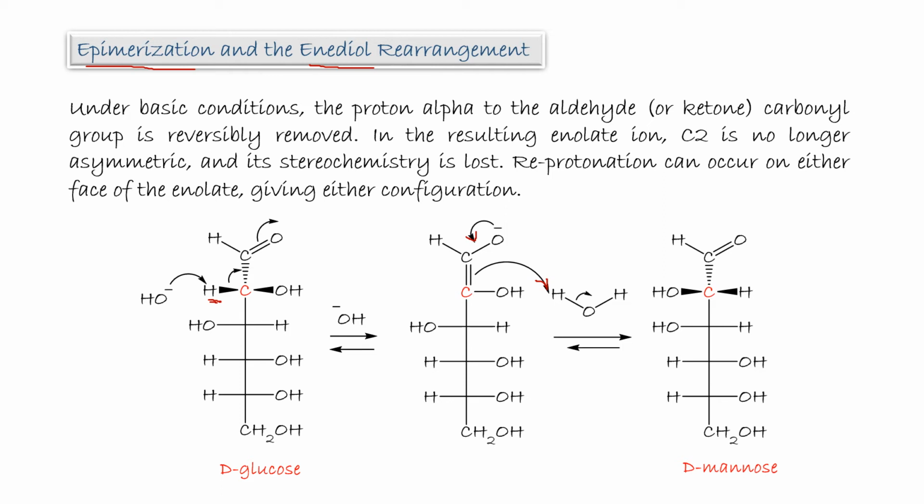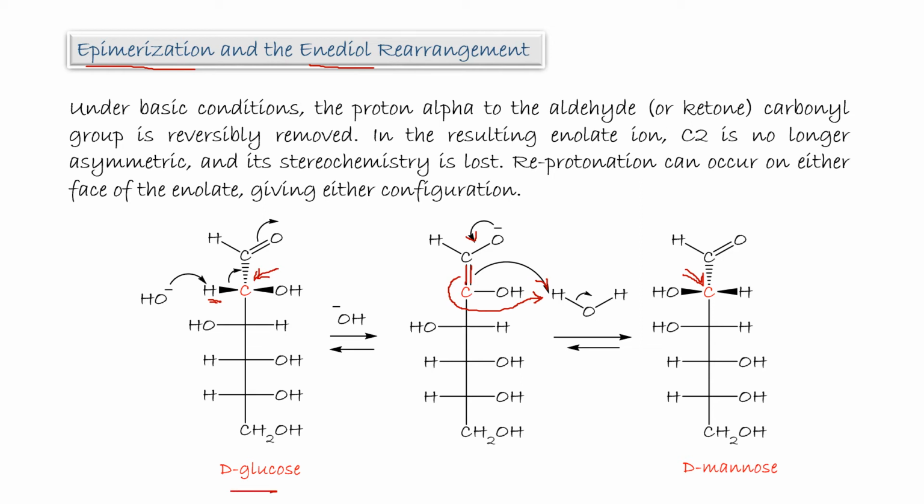But in this particular step, we have a planar enolate. This could attack the H from the up face or from the bottom face, leading to a mixture of epimers on that carbon. So we get a mixture.